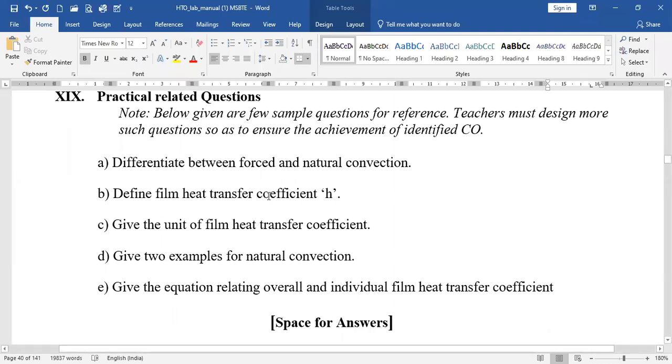Right? So the questions may be like differentiate between forced and natural convection, then define film heat transfer coefficient, give the unit of film heat transfer coefficient, give two examples of natural convection, give the equation relating overall and individual heat transfer coefficient. So likewise, you can solve the questions to understand that you have to know all these concepts, units, and the practical procedures.